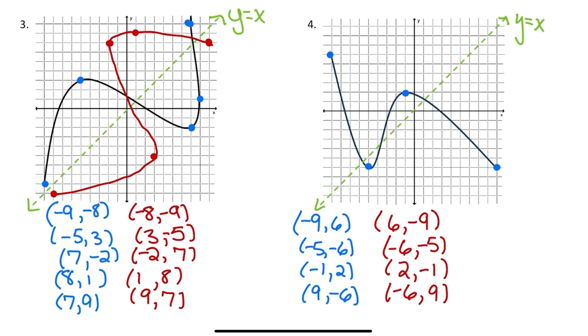We want to plot those in the order that we wrote them, which follows along the line. So we'll go to (6, -9) first, then (-6, -5), (2, -1), (-6, 9). We're going to connect those in the order that we plotted them. So starting with (6, -9). And again, double check that it looks like it's been reflected, and we're good.